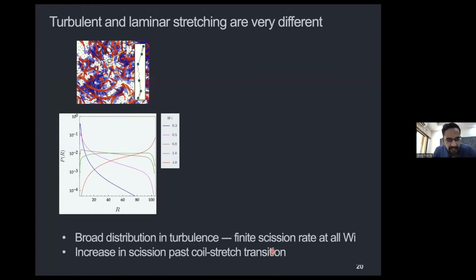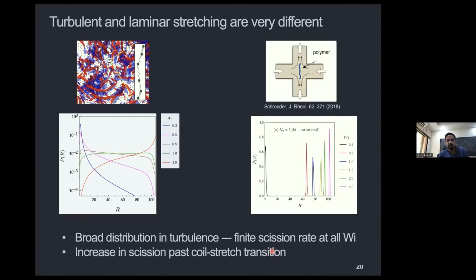Okay, so let me summarize what I've said about stretching, and what its implications are for scission. What I want you to take home from everything so far is that polymers stretch very differently in a turbulent flow versus a laminar flow. If you have a polymer in a laminar flow and you increase the Weissenberg, there is a peak, and that peak simply translates to large extensions. So the distribution is always quite narrow, and you can see that here. In contrast, in turbulence, there is a broad distribution, and it's just the power law exponents that change with Weissenberg.